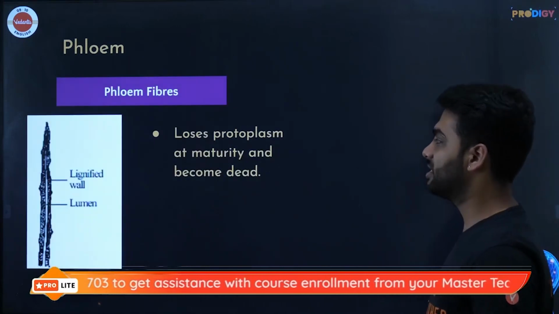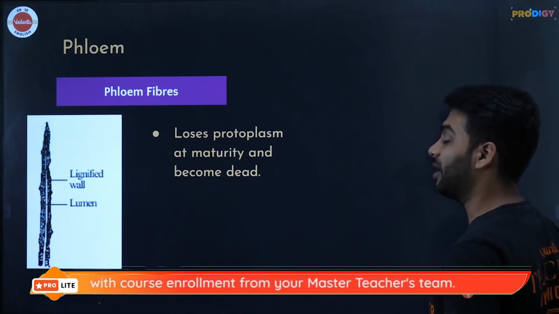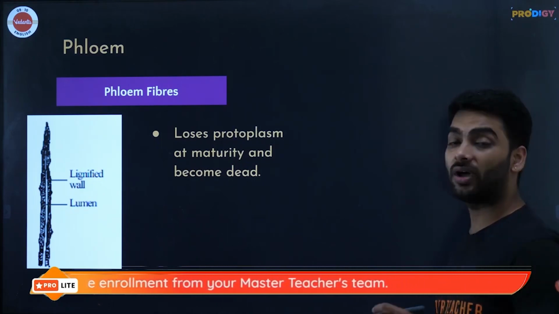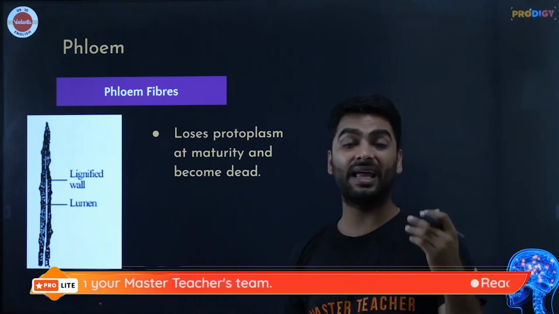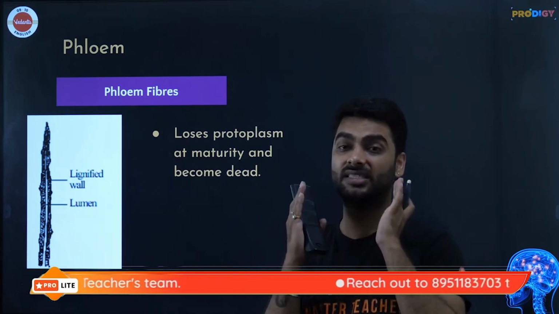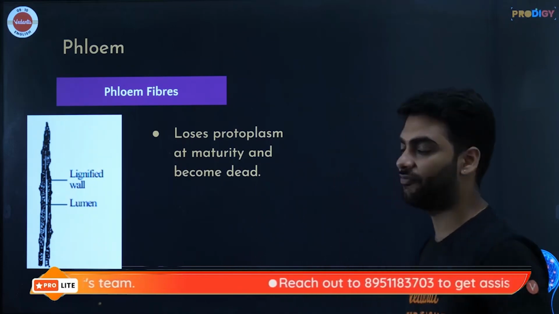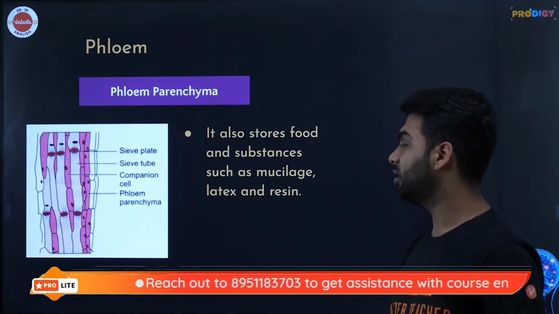There is something called the phloem fiber, which loses the protoplasm at maturity and becomes dead. So again, these are lignified, made of lignin, and they become dead when they mature. So their function is also to give support and rigidity to the phloem vessel. Phloem parenchyma, again, is the only living cell.